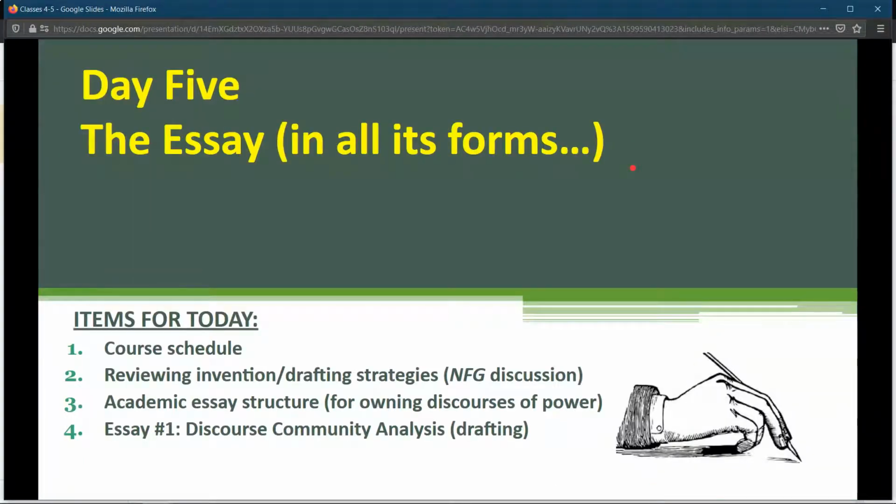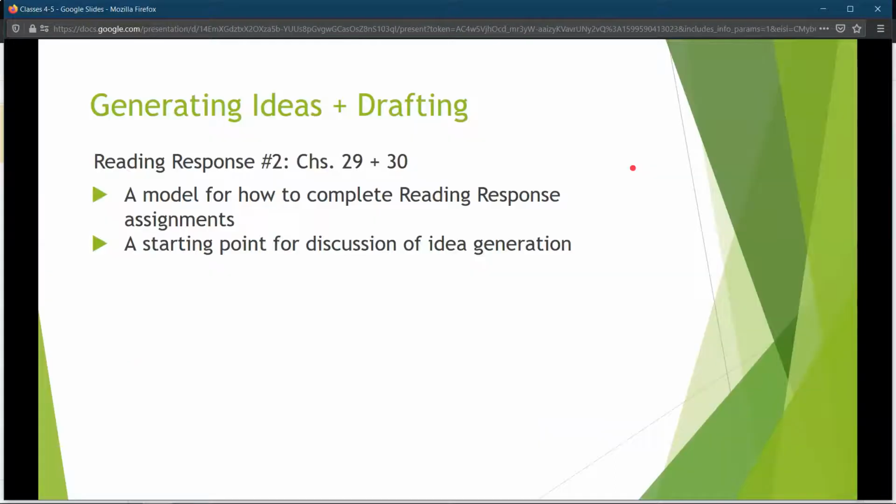So here is the second part of the lesson, our day 5, the essay in all its forms. We'll be reviewing parts of discussion board number 2 or the reading for week number 2, and also talking about academic essay structure, and also the discourse community analysis and beginning drafting.